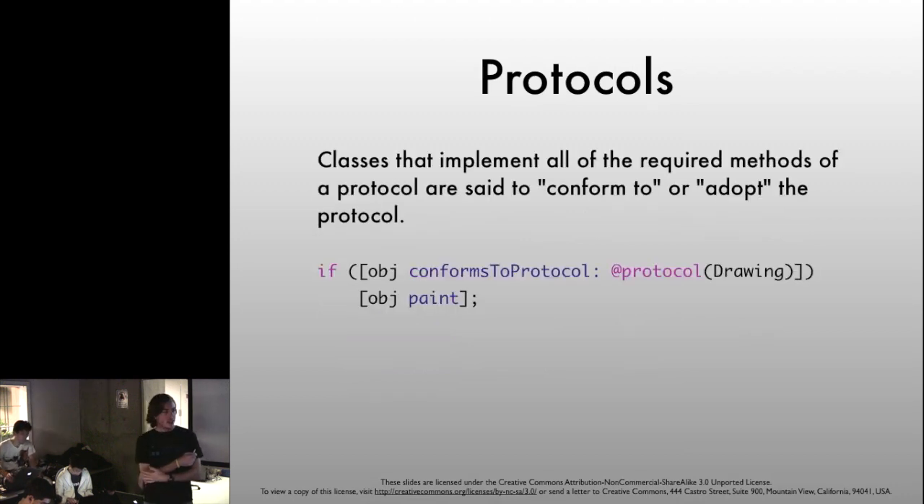That's useful for the method conformsToProtocol, which is a method defined on NSObject that takes in a protocol object and returns yes or no, depending on whether or not that object conforms to the protocol. And if it does, then you know that you can call any of the methods from that protocol on that object. So what's nice about this is that we don't really know, or care for that matter, what the object is. As long as it fulfills the drawing protocol, then we know we can paint it. Does that make sense?